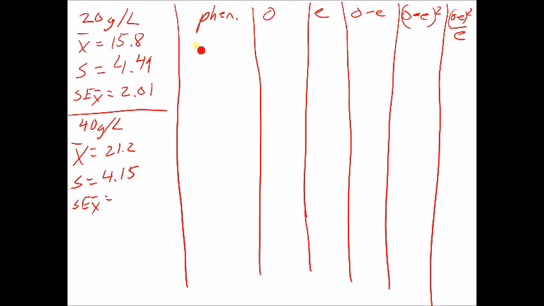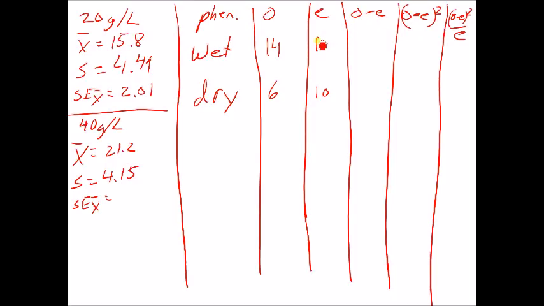So our phenotypes or categories here were wet and dry. Our observed were 14 in the wet, 6 in the dry. We expected, according to our null hypothesis, 10 on each side, 10 pill bugs on each side. So now we're going to just fill in the table.